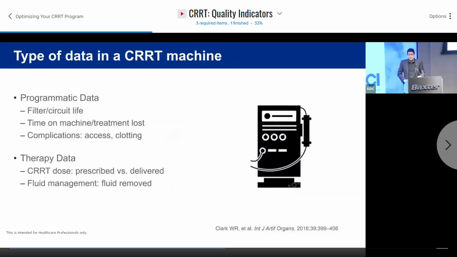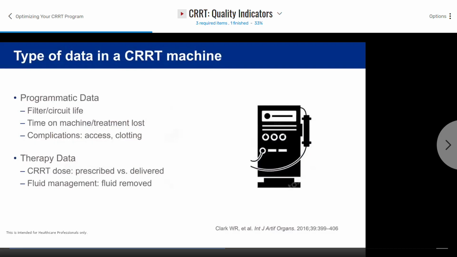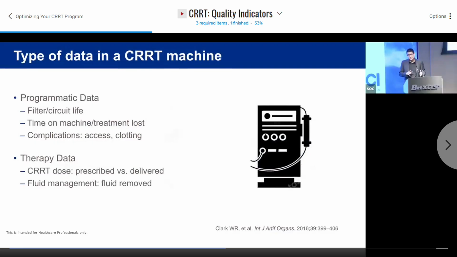Now, remember, the machine data, which was discussed yesterday, has programmatic data and therapy data. The programmatic data is filter circuit life related, the time on the machine, the treatment loss, and some complications that the machine records, like access pressures, access alarms, and also clotting alarms. Now, the therapy data is related to the dose, prescribed versus delivered, and related to fluid management, fluid removal.